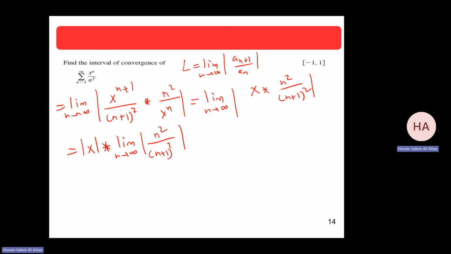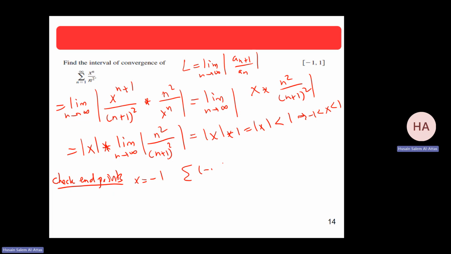It's very clear it will be the same degree, so I'm getting 1. So it's the absolute value of x times 1, which is the absolute value of x. And when this is less than 1, I have x between minus 1 and 1. Now check endpoints. x equal minus 1. What will be the series? (-1) to the power n over n squared. You can check this alternating series. It converges. Very clear, the limit goes to zero and it's decreasing.